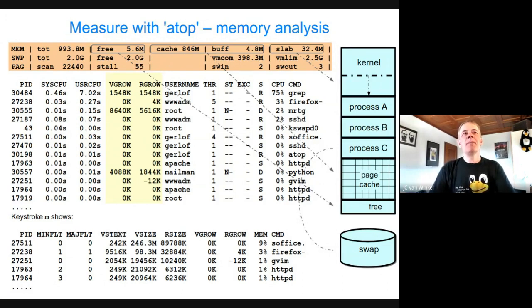That's reasonable. We see here how much each process has grown. And if we now hit M, we will see per process how many minor and major page faults they have caused, how much virtual space they have for text and total space, and what their residence size is. And again, we will see the vgrow and rgrow lines that we saw earlier as well. Note that if you make your screen wider, you will get more information here, as I will demo very soon.